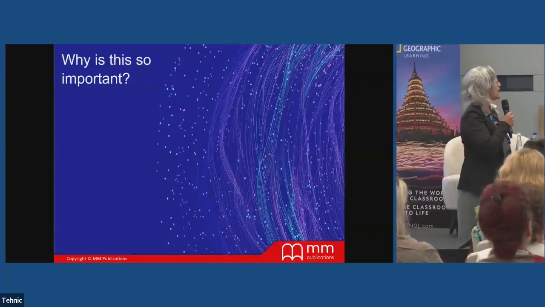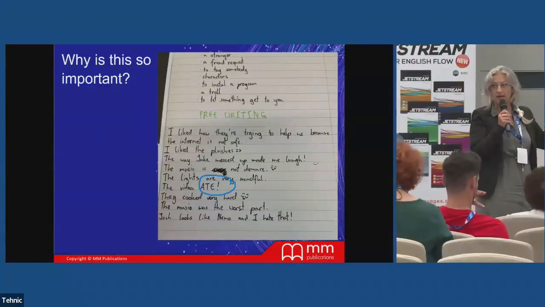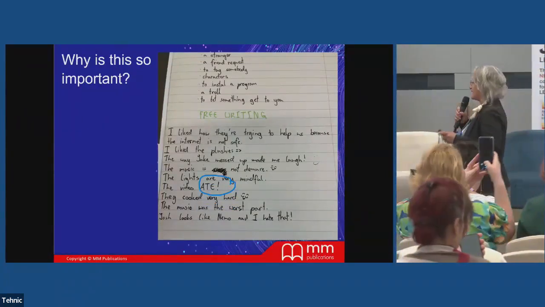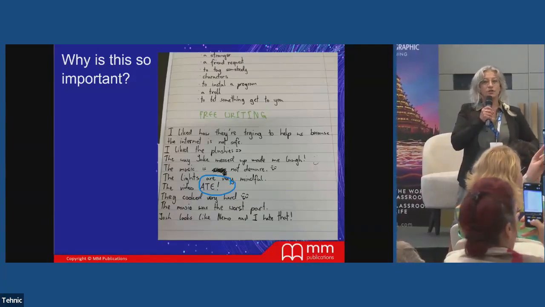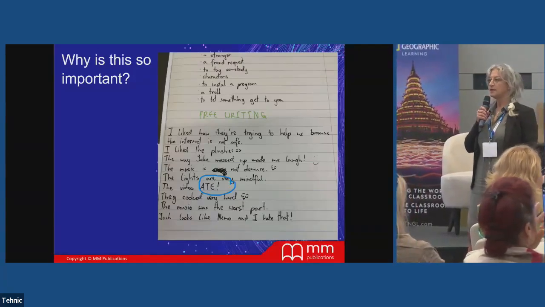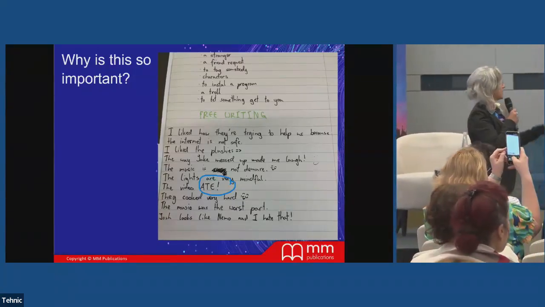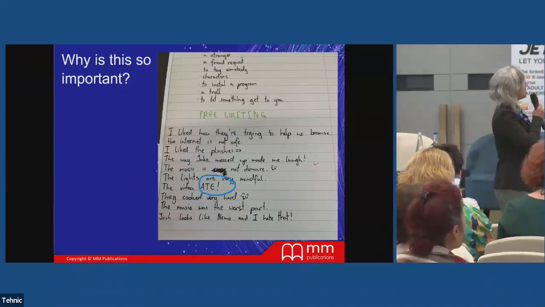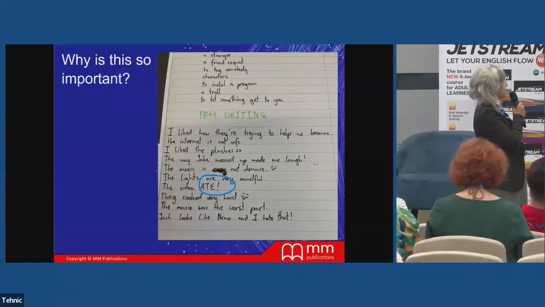Why is this important? Why am I talking to you about this? I'll show you why. This is why. Okay, this is a piece of free writing. What age group? Yep, primary, upper primary. Look at this. Beautiful. I liked how they're trying to help us become the internet is not safe. I like the plushies. The way Jake messed up made me laugh.